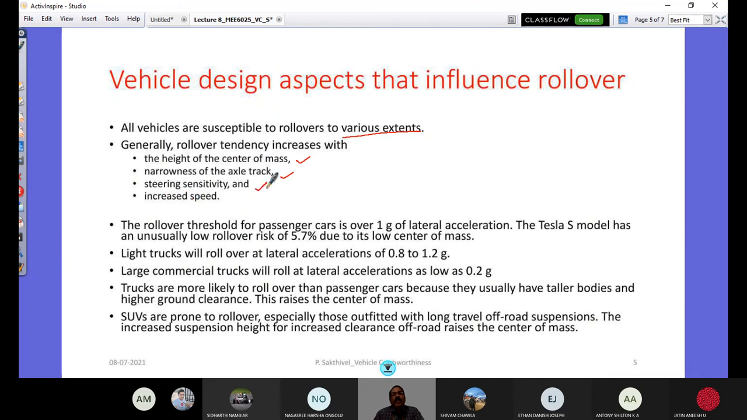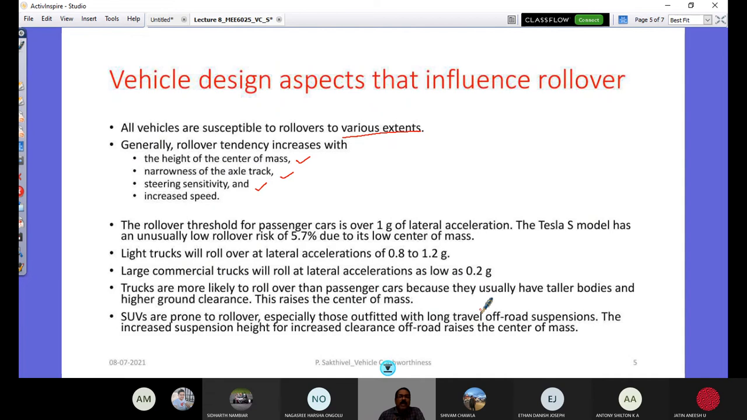Then the steering sensitivity. With the steering action of your vehicle, you have controlled steering capability during hard cornering or high speeds, and then increased speeds. So what are these four factors? These four factors influence the tendency of rollover, right? The smaller the height is better. If the height of the center of mass is more, then the tendency is very high in the vehicle. And the smaller the axle track is, those vehicles will more easily get into a rollover problem. And smaller steering sensitivity and an increased speed of the vehicle. These are all the reasons.